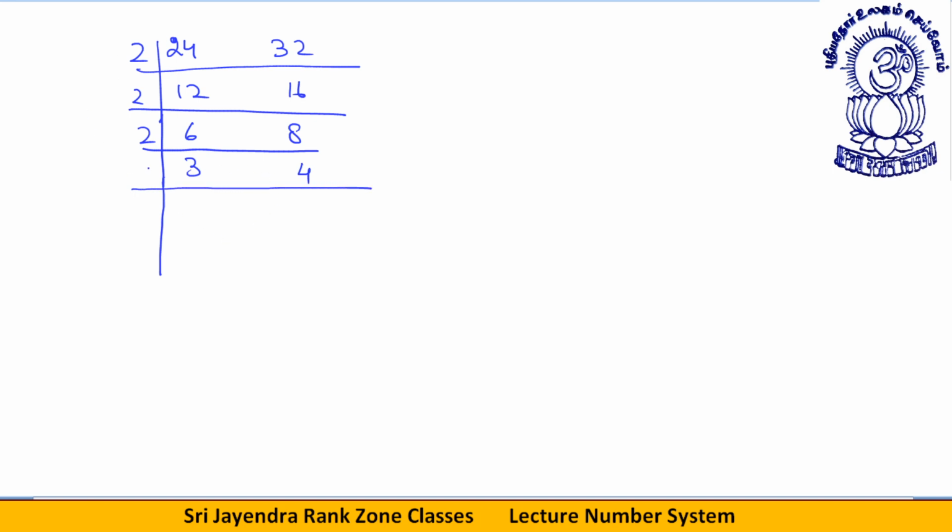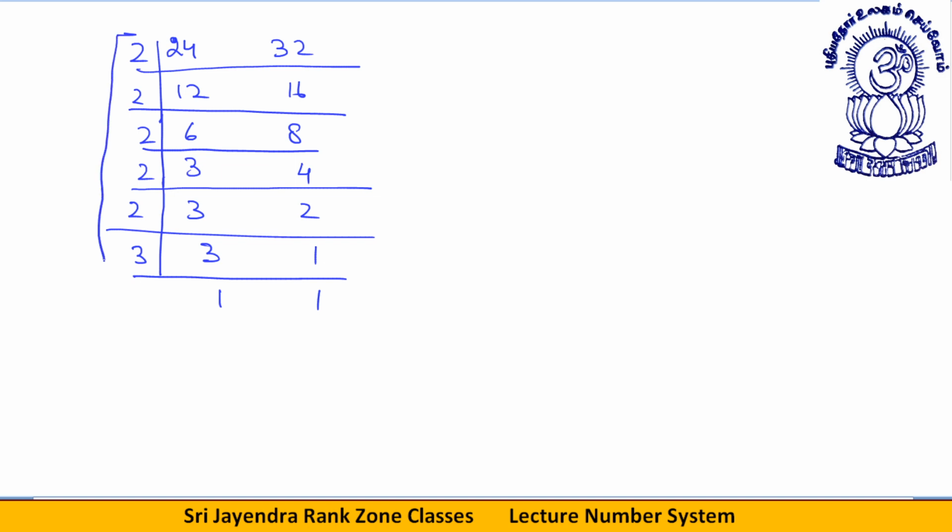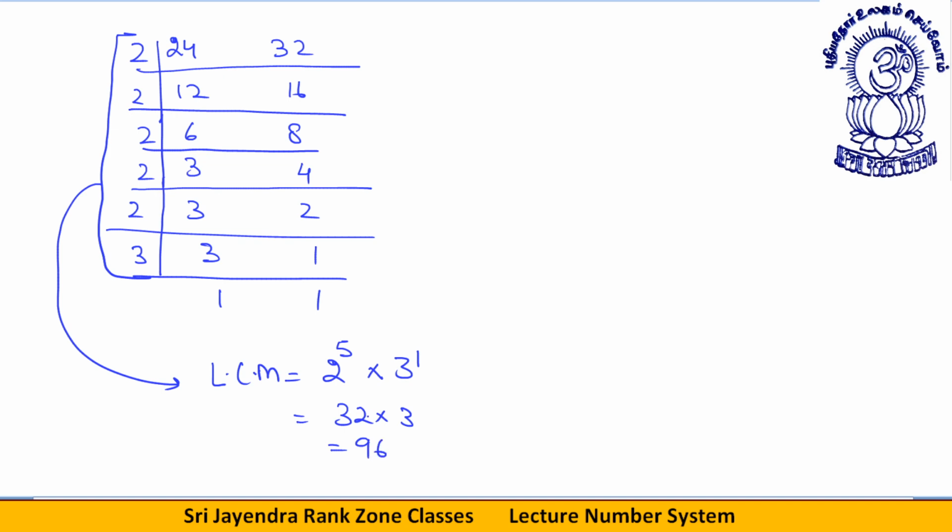So my LCM could be found either this way, or if you divide 3 and 4 by 2, it will be 3 and 2, you again divide by 2, it will be 3 and 1. Now divide by 3, it will be 1 and 1. So this portion is the LCM. 2 has occurred how many times? 5 times. 2 raised to power 5. Then 3 raised to power 1, as we have discussed earlier. So the LCM is 32 into 3, you can say 96. So far everything must be clear to all of you.